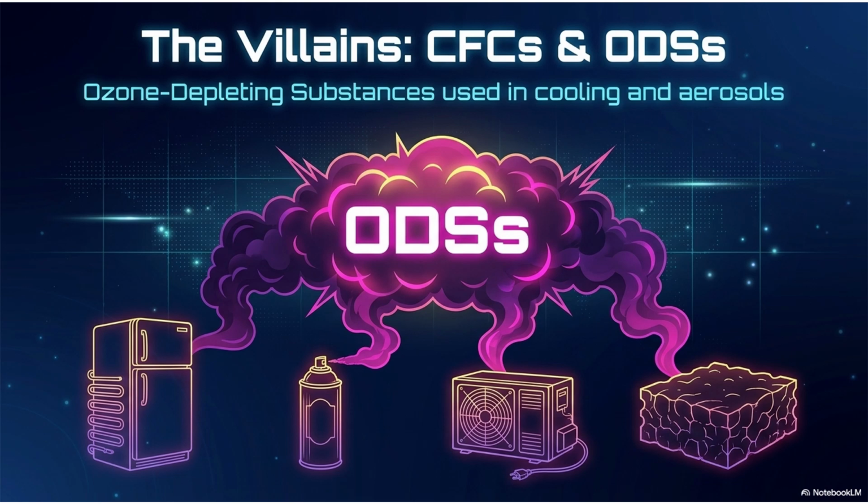When CFCs reach the upper atmosphere, ultraviolet radiation could break them apart and release chlorine atoms. These chlorine atoms could participate in chemical reactions that destroy ozone. So remember, CFCs release chlorine in the stratosphere, then chlorine participates in ozone destroying reactions.